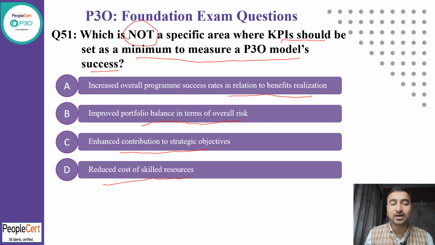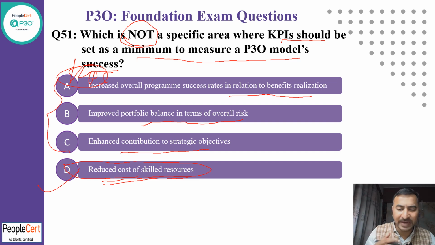Which is not a specific, again it's the kind of question where sometimes you know the right answer but you can get carried away with the notion and end up selecting a wrong answer. So here I believe reduce the cost of skilled resources is not a specific KPI because ethically and morally it's also not the correct answer. So all of A to C may contribute to the KPIs, but the most correct, D, should not be.